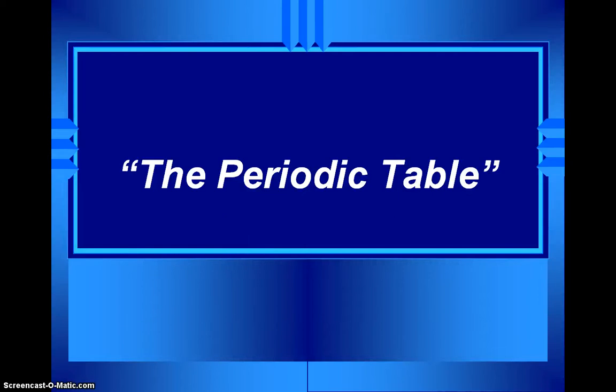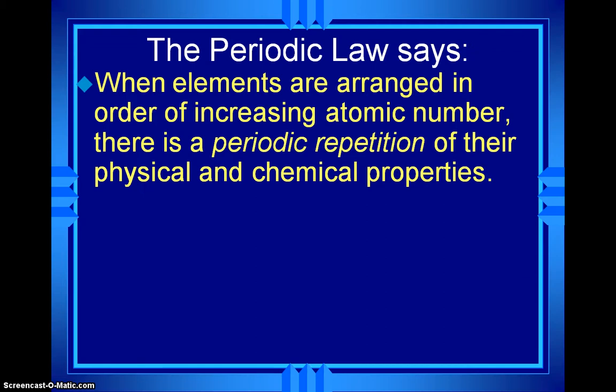In this unit, we're going to learn a lot about the periodic table and how it is organized. Periodic law says that when you put elements in order by increasing atomic number, there's a periodic repetition of physical and chemical properties. Our periodic table is now organized by increasing atomic number. However, when it was first arranged by Mendeleev, it was put in order based on chemical properties of different elements as well as the mass number.